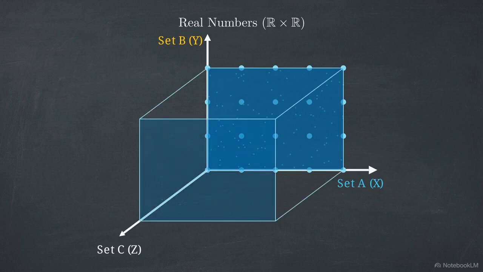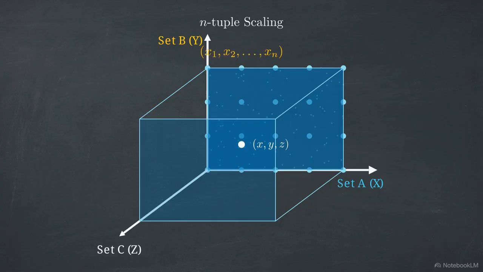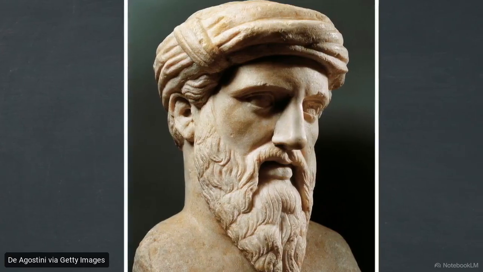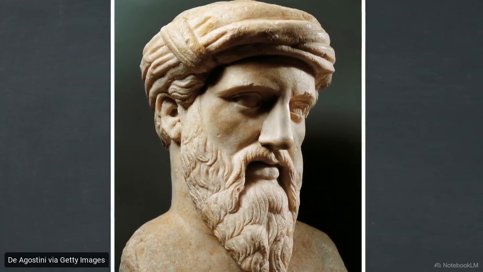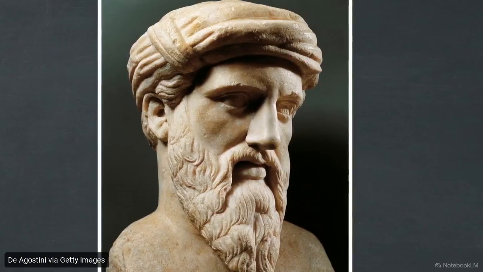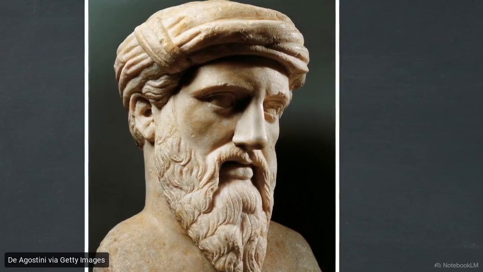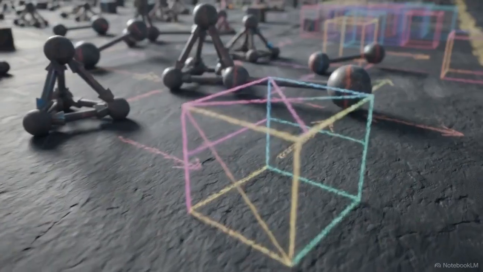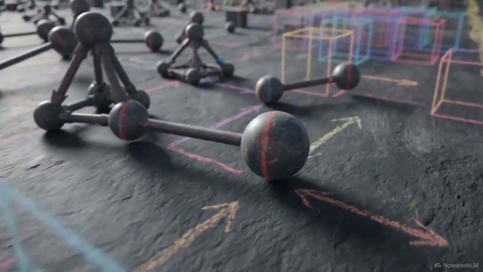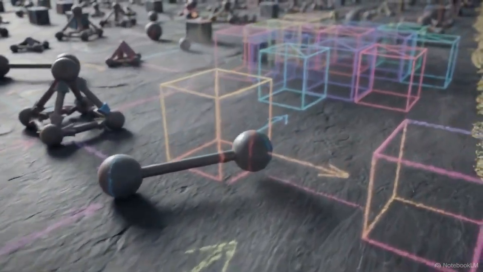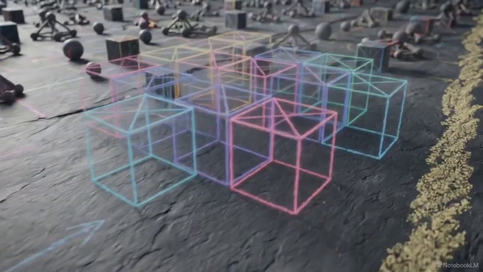This logic scales to any number of dimensions. We can cross 3, 4, or n sets to create triples and quadruples that accommodate any number of variables. Pythagorean triples are essentially valid coordinates residing within a three-dimensional Cartesian product of n cross n cross n. The Cartesian product provides the total universe of possible pairings, the dimensional field where we can map out specific relationships.